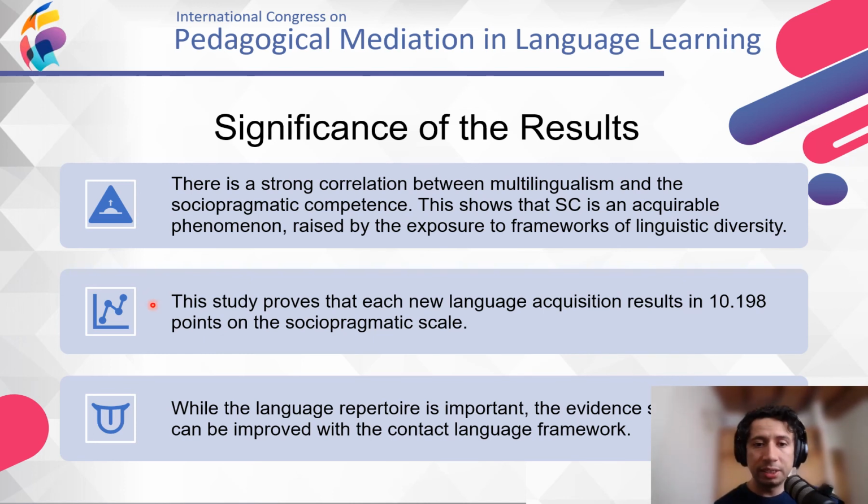This study proves that each language that you learn results in an increase of the sociopragmatic competence of 10.198 points on the sociopragmatic scale. And we know that while learning languages is very significant for improving your sociopragmatic competence, it is also important to consider the context of those speakers. That's why having experiences abroad is very important. Having a long experience abroad is also very significant, and so on.